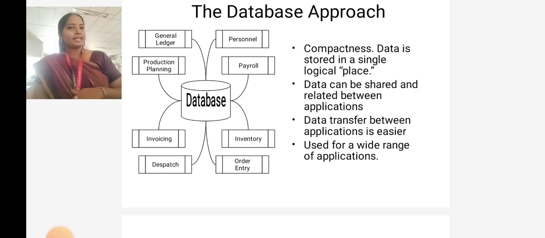In the database approach there is a general ledger and a personal ledger, and both have access to a database. Production planning and the payroll process also have access to the database. Invoicing, inventory, dispatch and order entry, everything has access to a database that is stored in a separate place.